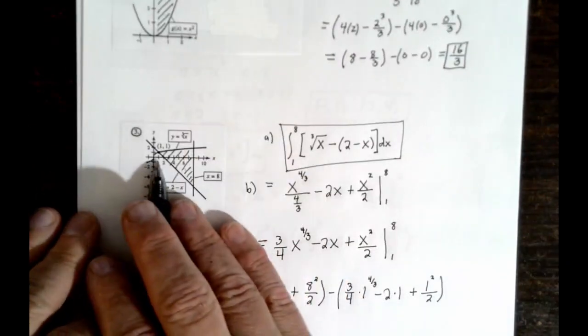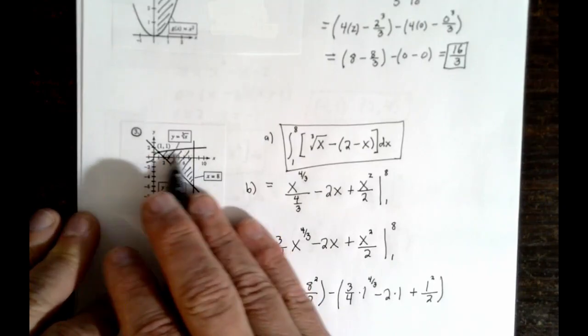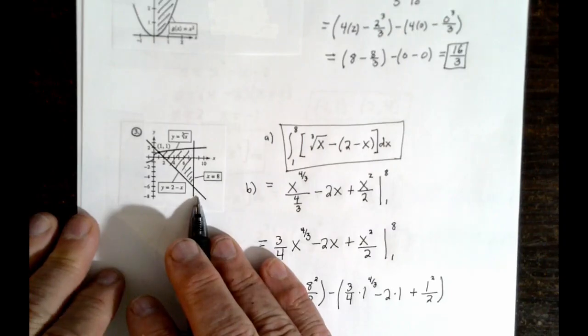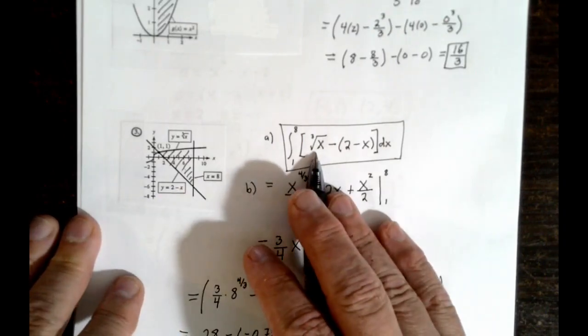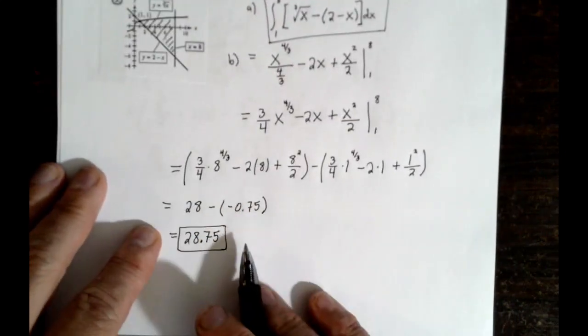And this one is from 1 to 8. Integrate from 1 to 8, and the higher function is the cubic, and the lower function is 2 minus x. So the top function minus the bottom function, and you integrate it. And plug in your values, and you get your answer.